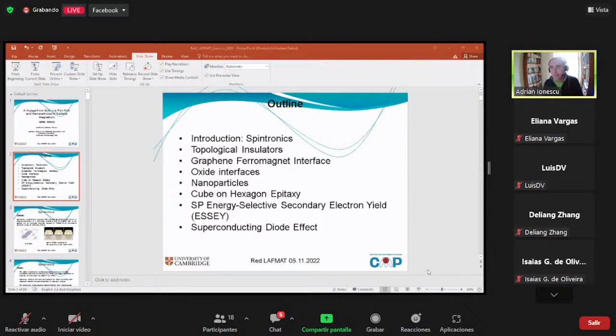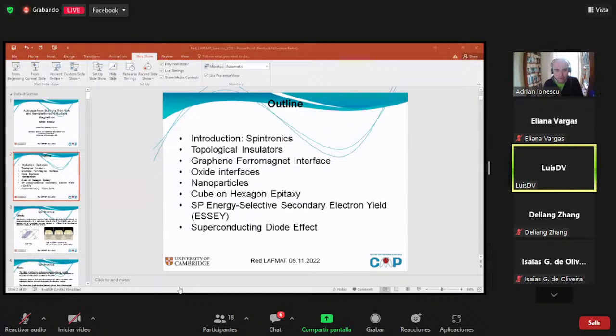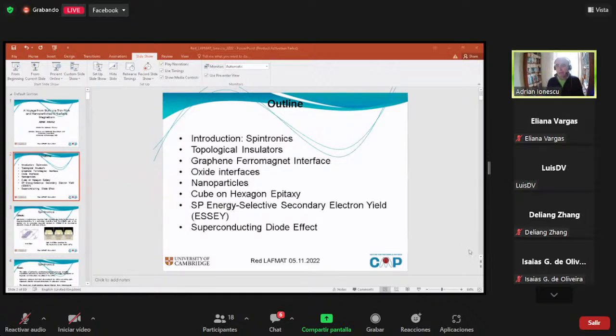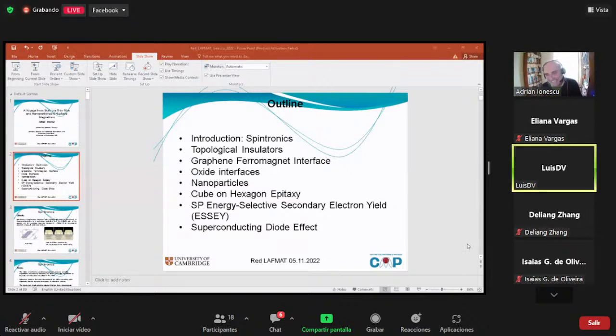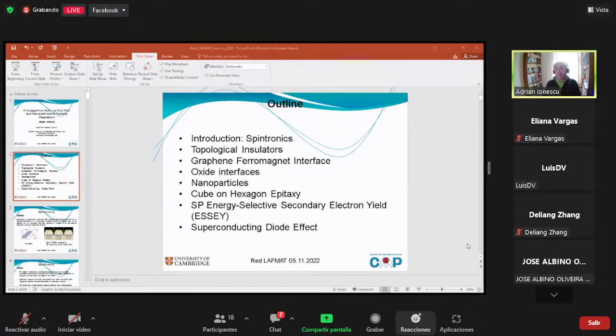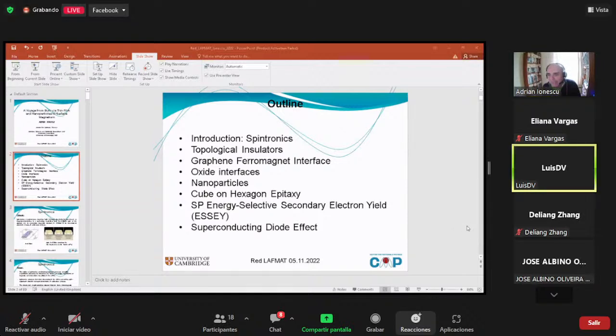So I look at where is the chat? Luis, do you see the chat? Yeah, the chat says the superconducting diode effect, Professor Albino is suggesting. Okay. I was guessing this already. Maybe nanoparticles. Okay. And maybe one more topic. Another topic.